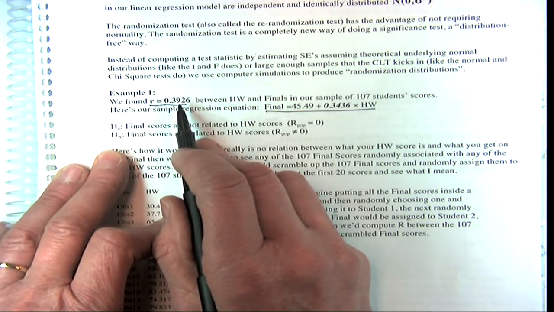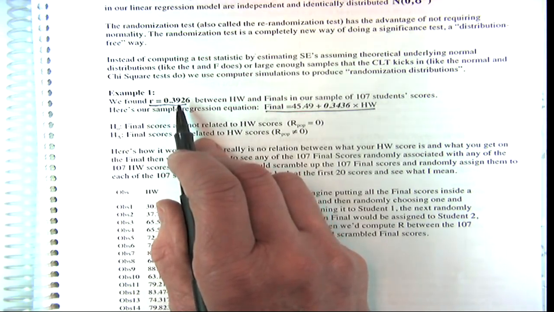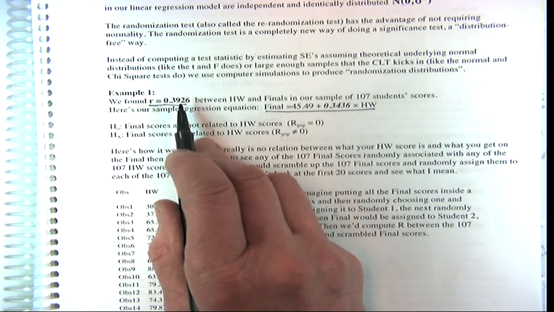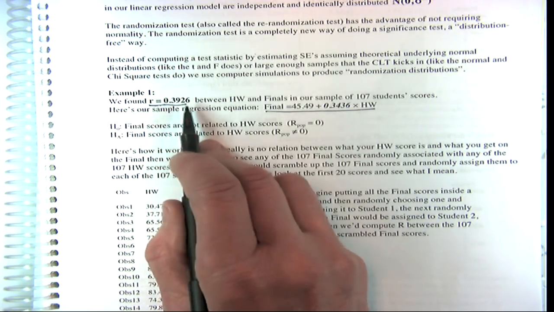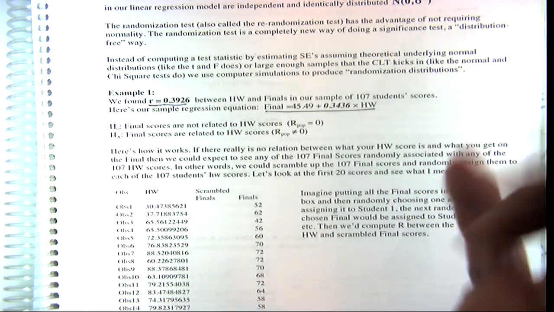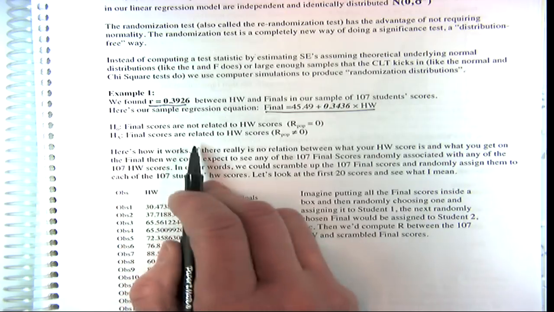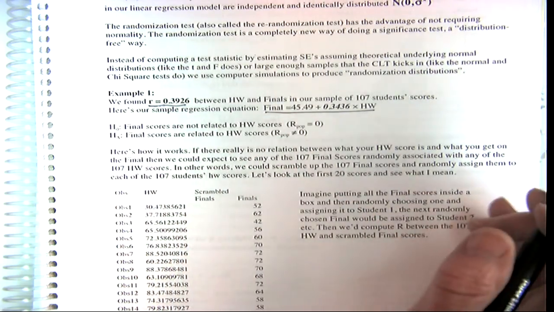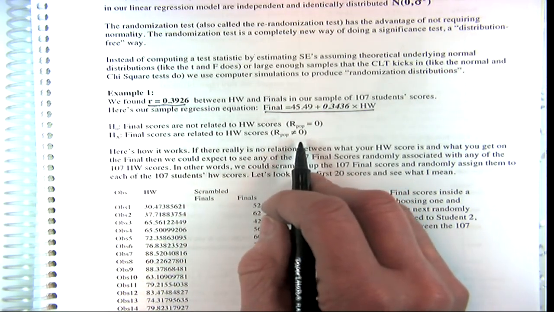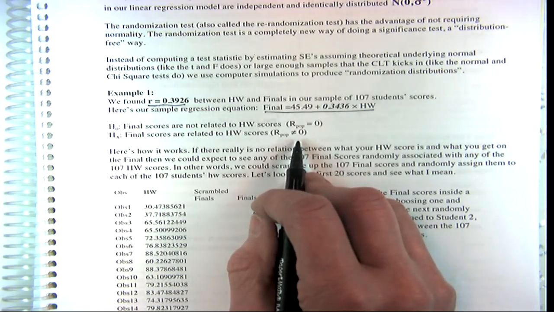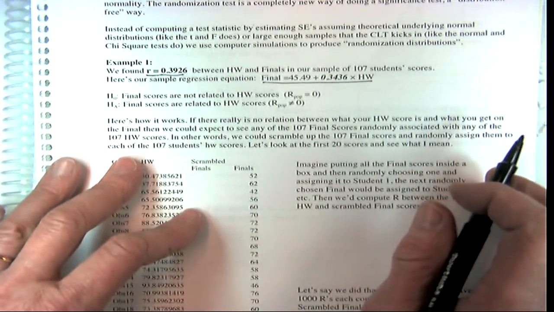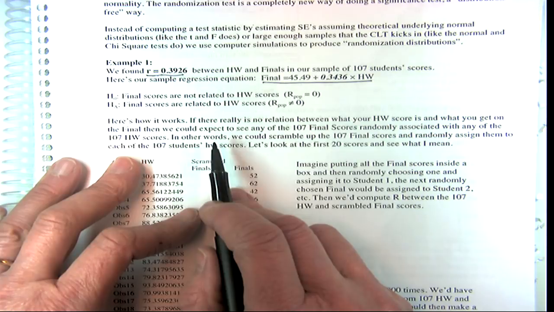Even when the correlation is exactly zero, you're going to get some non-zero R's, and this is small and just due to the luck of the draw. That's what it says. And the alternative is the same. The final scores are related to the homework. That we have a non-zero correlation or non-zero slope in the whole real population. So here's how it works.